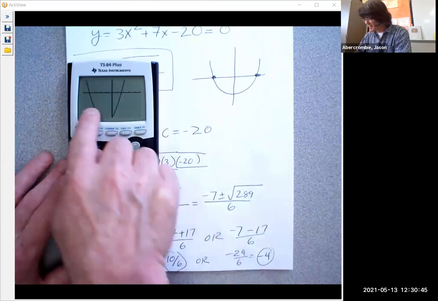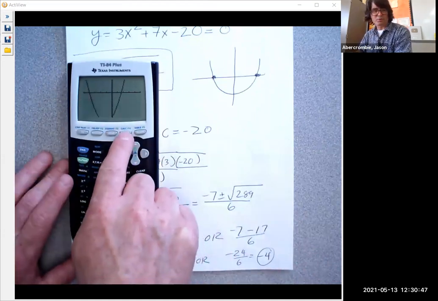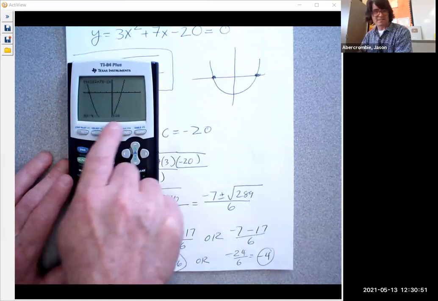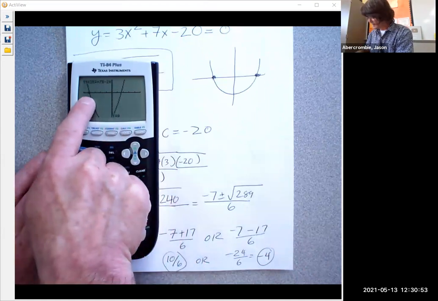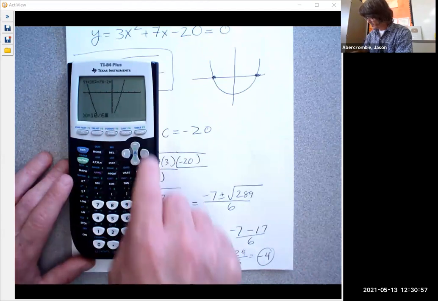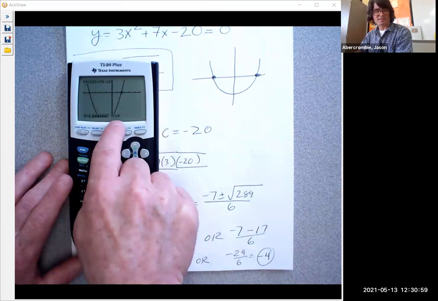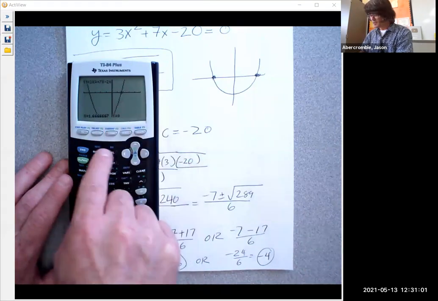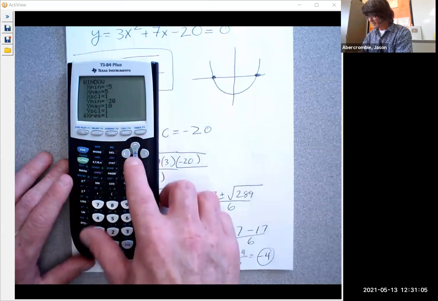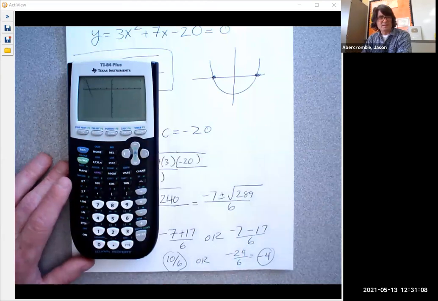I want to see if this is 10 over 6 or 5/3. And I want to see if this is negative 4. You can do that by pushing trace, and negative 4 for x, y is 0. Sure enough, that's my 0. And then over here, we could do 10 over 6. And sure enough, that is also 0. So those are my zeros. And just one last thing, if you really want to see your graph, maybe we go down to negative 30, and we could count by 5s and just see the whole thing there.